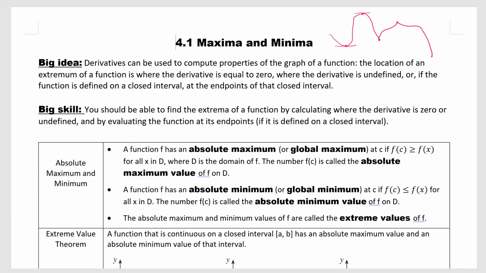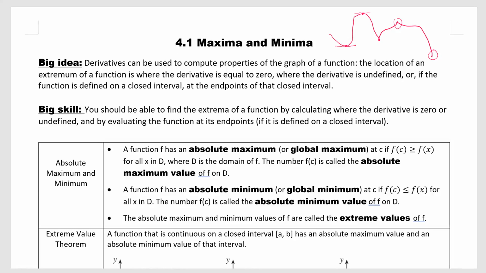Here the slope is 0, but here, because we have a corner, it's not differentiable, so the derivative does not exist. Here we also have a corner, so the derivative does not exist. And here this is at the endpoint of an interval. So today we're going to talk more about that. Big skills: you should be able to find the extrema of a function by calculating where the derivative is 0 or undefined, and by evaluating the function at its endpoints if it is defined on a closed interval.